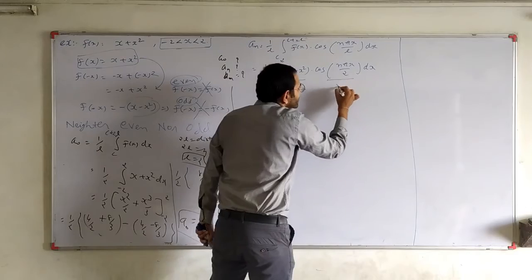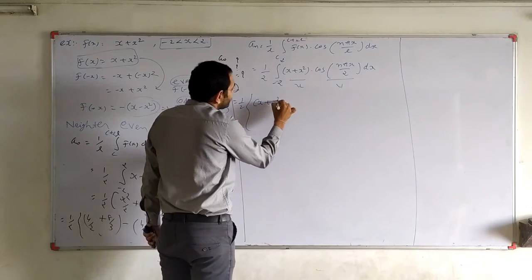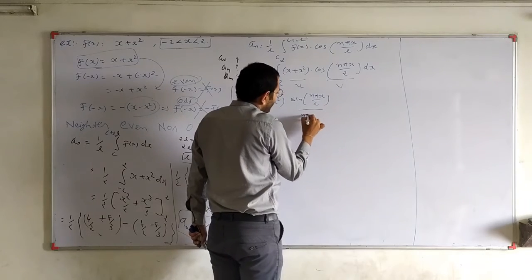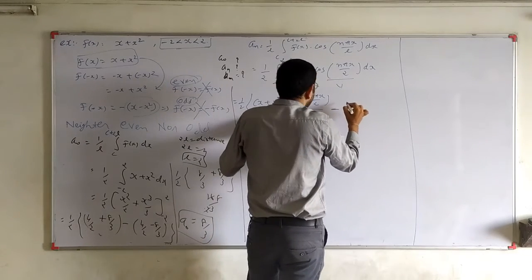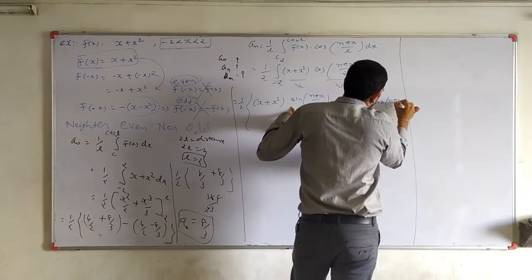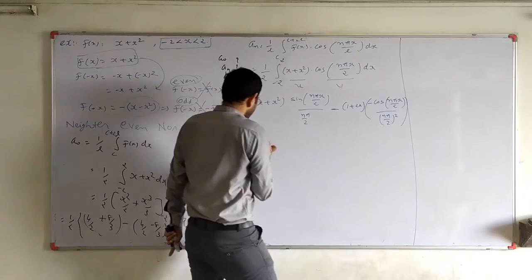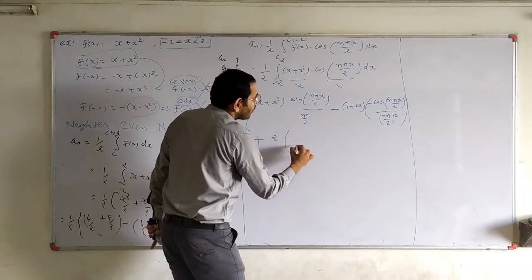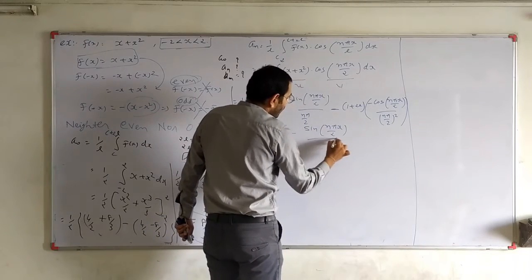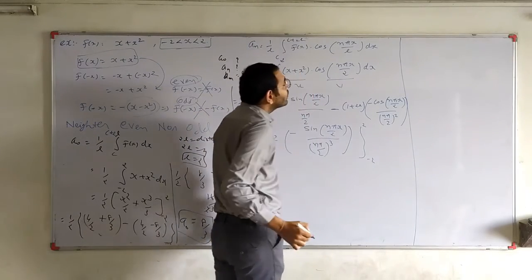This term we indicate by u, this term by v. Here 1 by 2, u as it is, integral of v, that is sine n pi x by 2 upon n pi by 2, minus derivative of u, that is 1 plus 2x, into integral of this term, that is minus cos n pi x by 2 upon n pi by 2 whole square, plus derivative of this term, that is 2, into integral of this term, that is minus sine n pi x by 2 upon n pi by 2 whole cube, from minus 2 to 2.